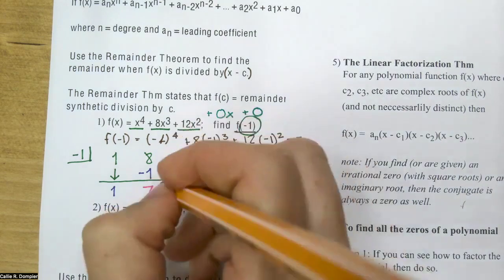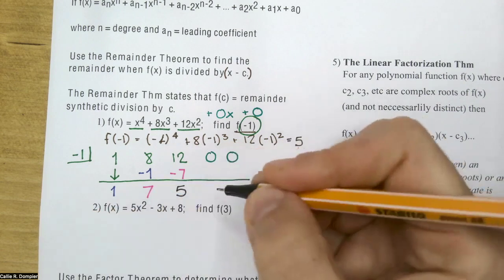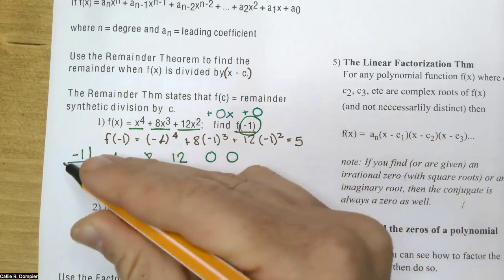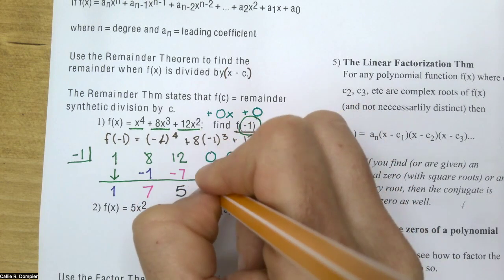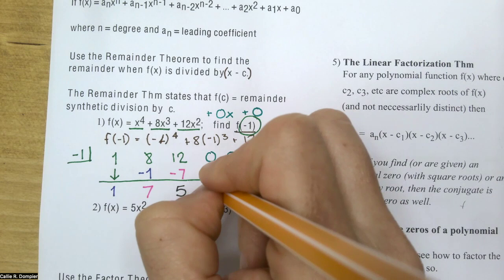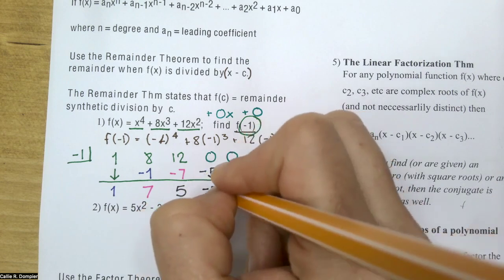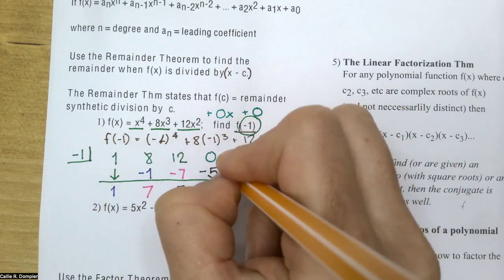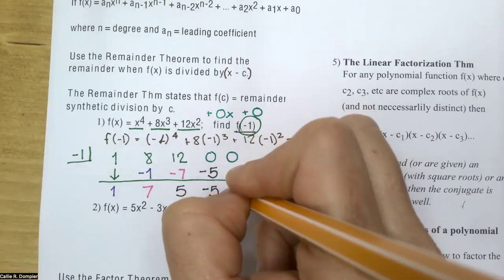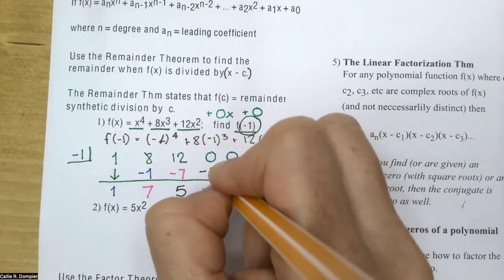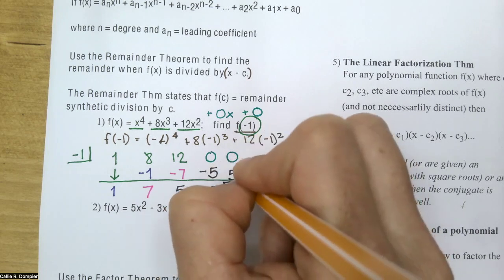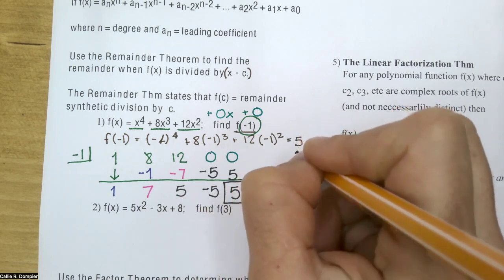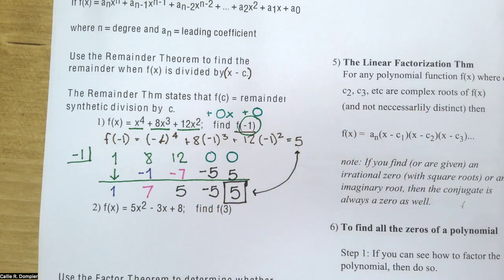Already run out of colors. Good. 5 times -1 is a -5. 0 minus 5 is a -5. -5 times -1 is a +5. 0 combined with 5 is 5. So my remainder is 5, which is the same answer I got when I just put in the -1 for x.